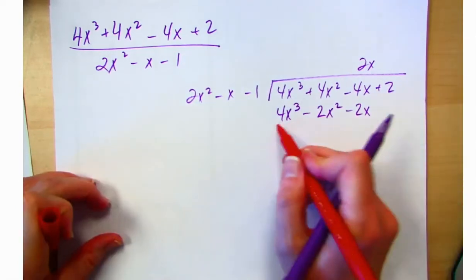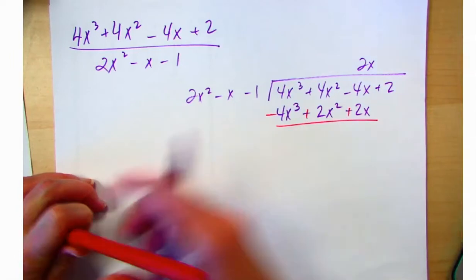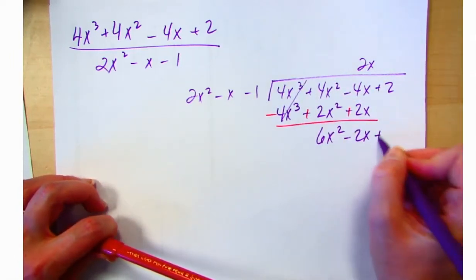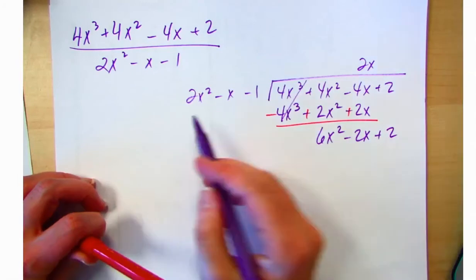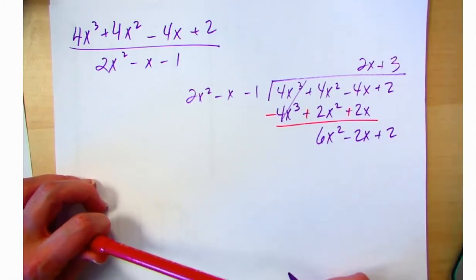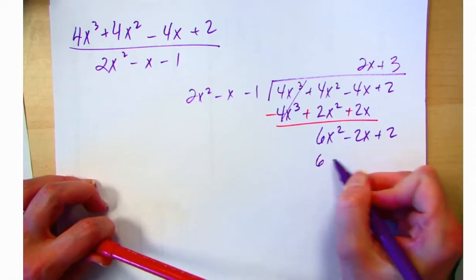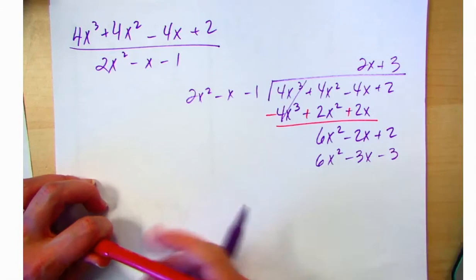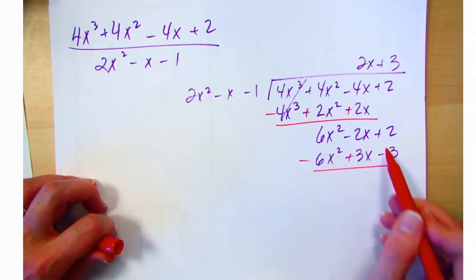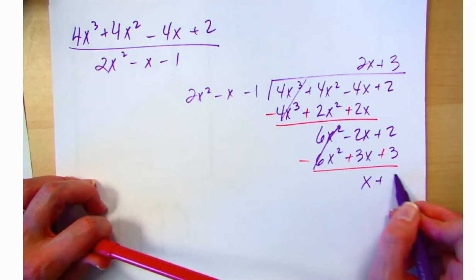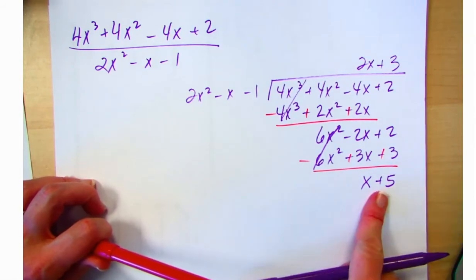Draw the line, change the signs. Cancel. 6x squared minus 2x plus 2. So 2x squared times what is 6x squared? Plus 3. Multiply through. 6x squared minus 3x minus 3. Draw the line, change all the signs. Goodbye. X plus 5. That's the important part, right?